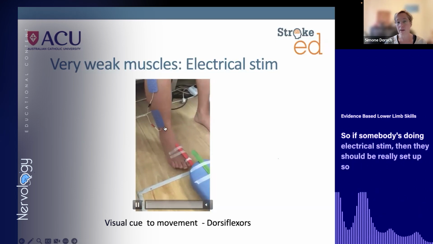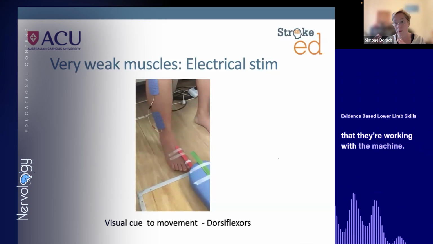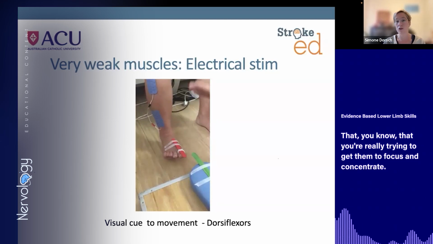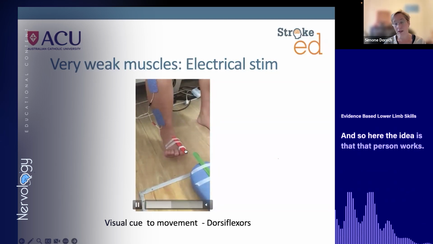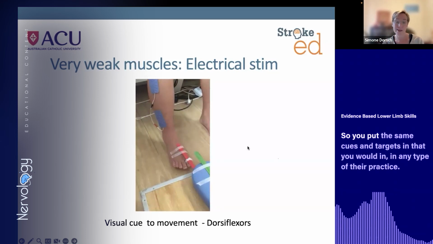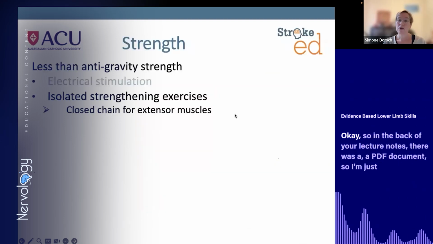If somebody's doing electrical stim, they should be set up so that they're working with the machine, really trying to focus and concentrate. Here the person is really trying to work with the machine. So you put in the same cues and targets that you would in any type of practice.